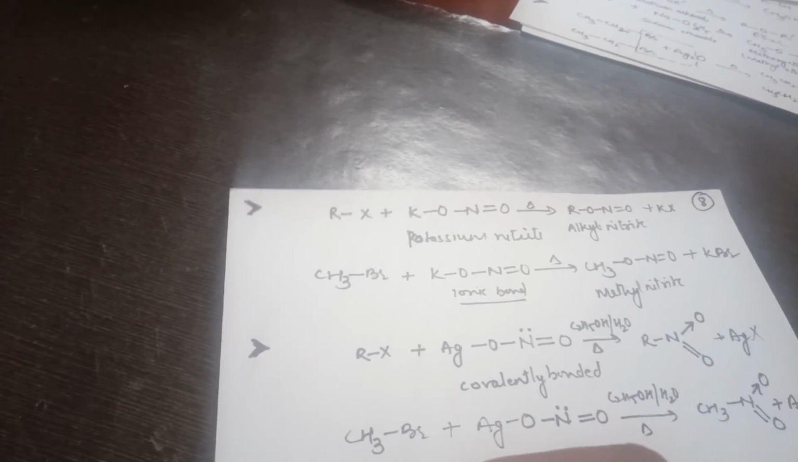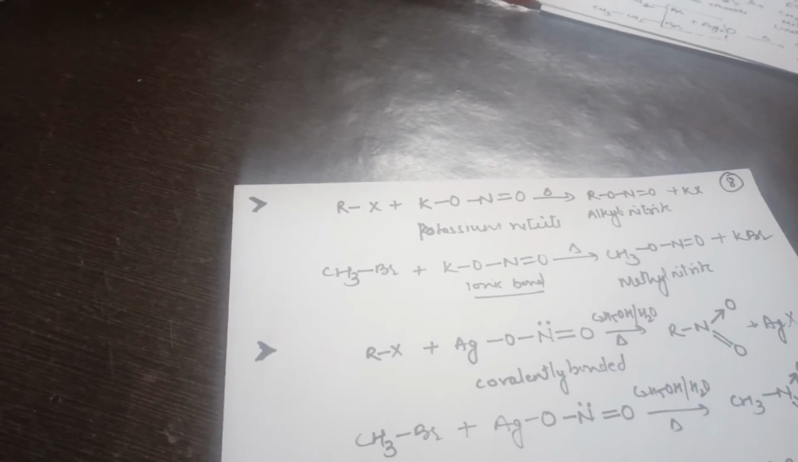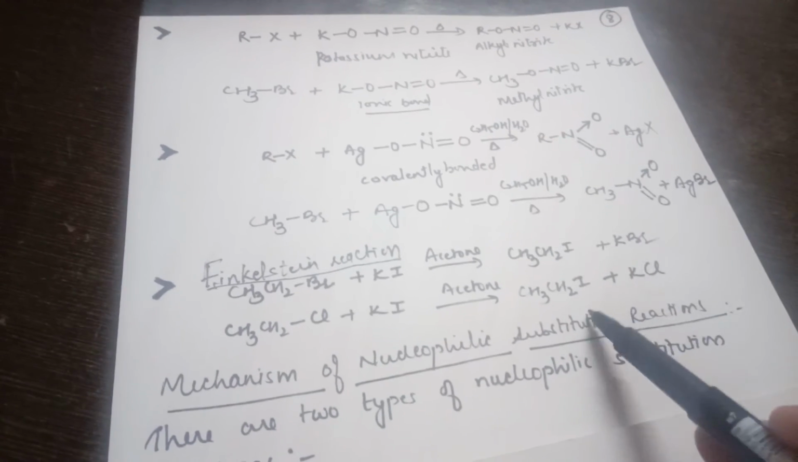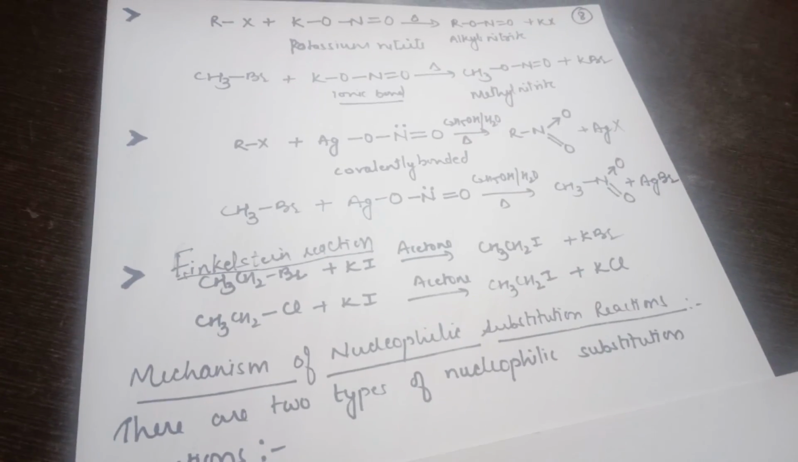Finkelstein reaction. This reaction is specifically used for the preparation of alkyl iodide. Very famous reaction, Finkelstein reaction, used for the preparation of alkyl iodide.